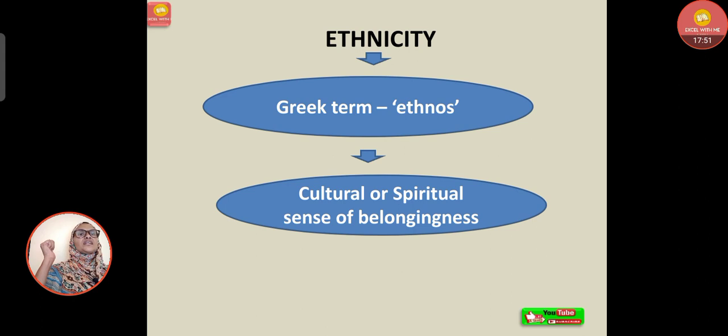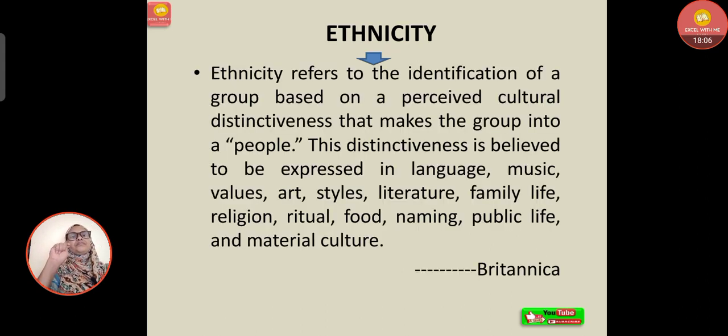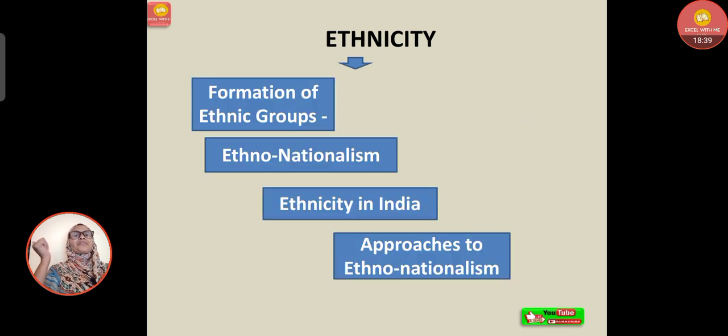Now let's understand the third constraint on social change, that is ethnicity. This is from the Greek term ethnos, that means cultural or spiritual sense of belongingness, we can say. Now, ethnicity refers to the identification of a group based on a perceived cultural distinctiveness that makes the group into a people. That is, this distinctiveness is believed to be expressed in language, music, values, art, styles, literature, family life, religion, rituals, food, naming, public life, and material culture, etc. This definition has been taken from Encyclopedia Britannica.